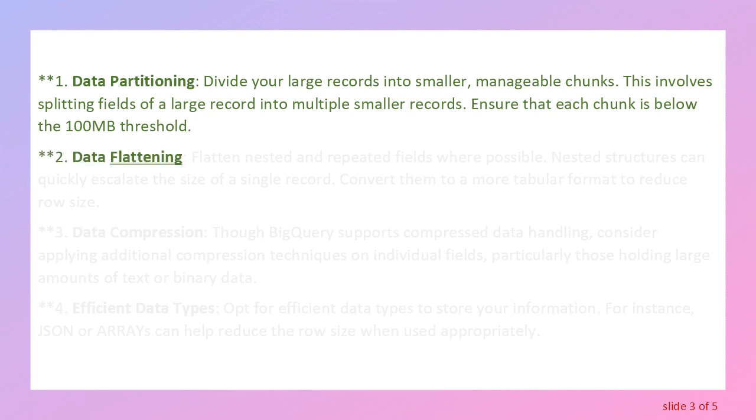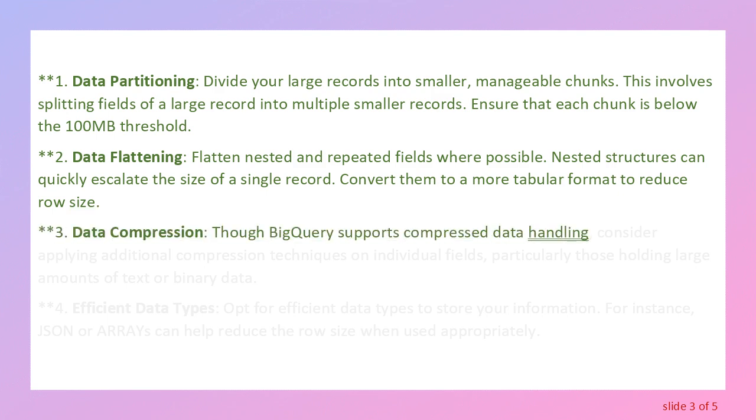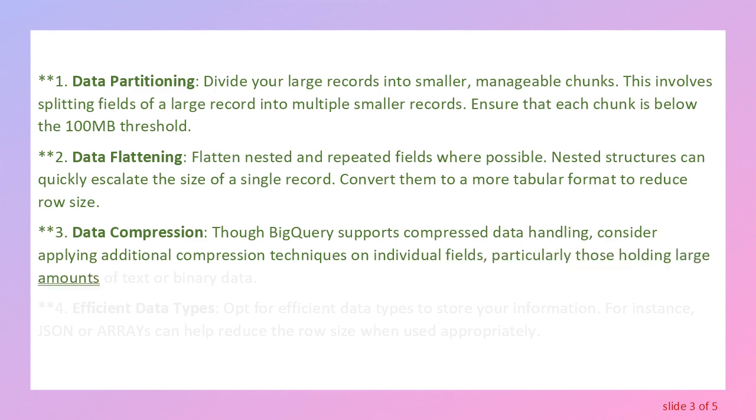2. Data flattening. Flatten nested and repeated fields where possible. Nested structures can quickly escalate the size of a single record. Convert them to a more tabular format to reduce row size. 3. Data compression. Though BigQuery supports compressed data handling, consider applying additional compression techniques on individual fields, particularly those holding large amounts of text or binary data.